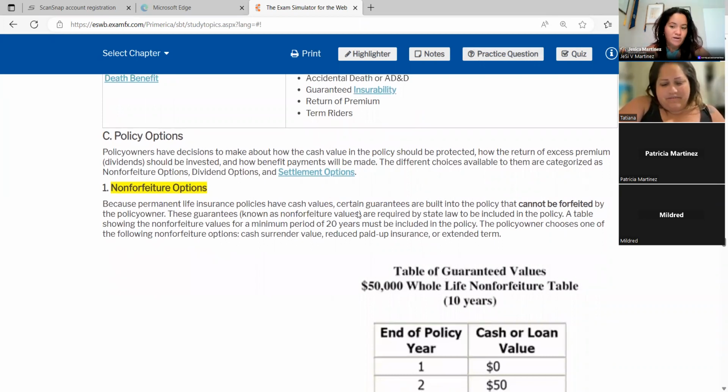Non-forfeiture options, which we saw that word in a lot of things. Because permanent life insurance policies have cash values, certain guarantees are built into the policy that cannot be forfeited by the policy owner. These guarantees, known as non-forfeiture values, are required by state law to be included in the policy. A table showing the non-forfeiture values for a minimum period of 20 years must be included in the policy. The policy owner chooses one of the following non-forfeiture options: cash surrender value, reduced paid-up insurance, or extended term.